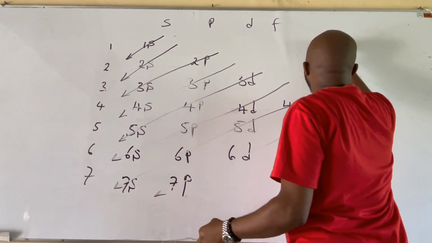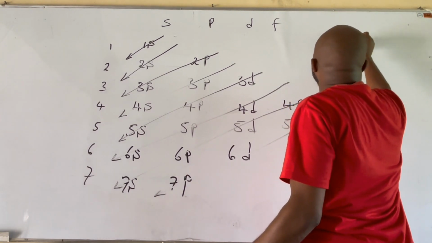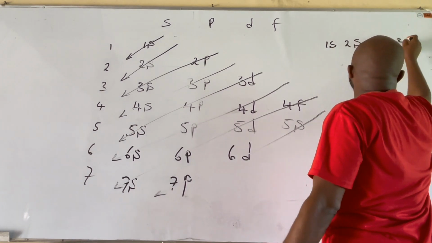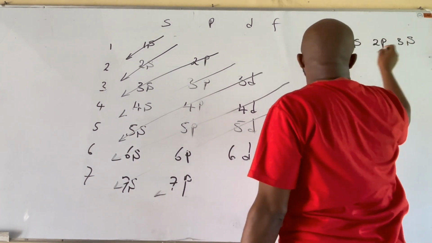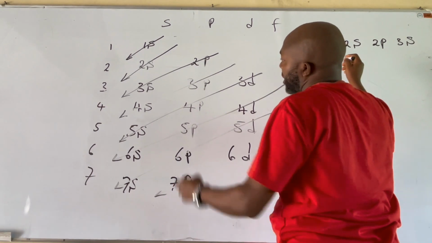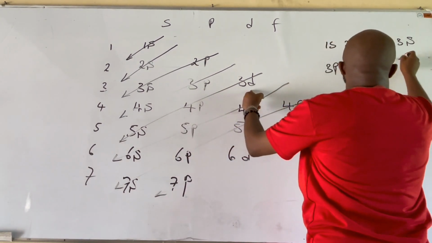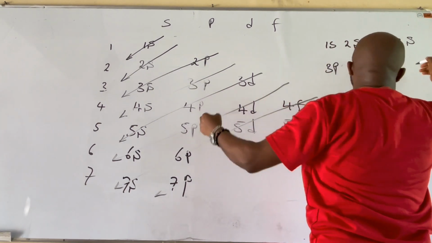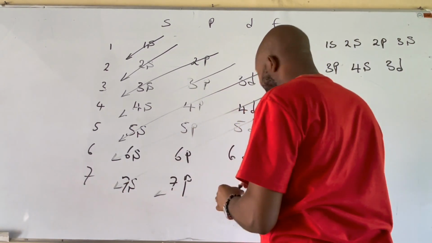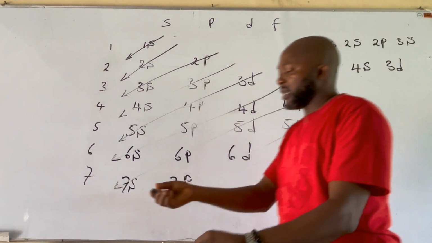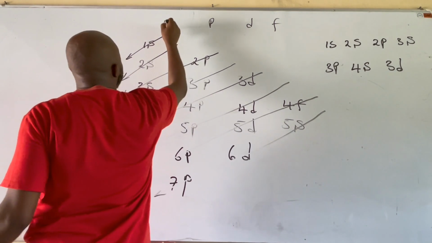So I have my 1S, I have my 2S, I have my 2P, I have 3S, I have 3P, I have 4S, I have 3D, I have 4P, and so on and so forth. In that order, we write them to the finish. Now, one thing which we must know is that the S carries a maximum of 2.